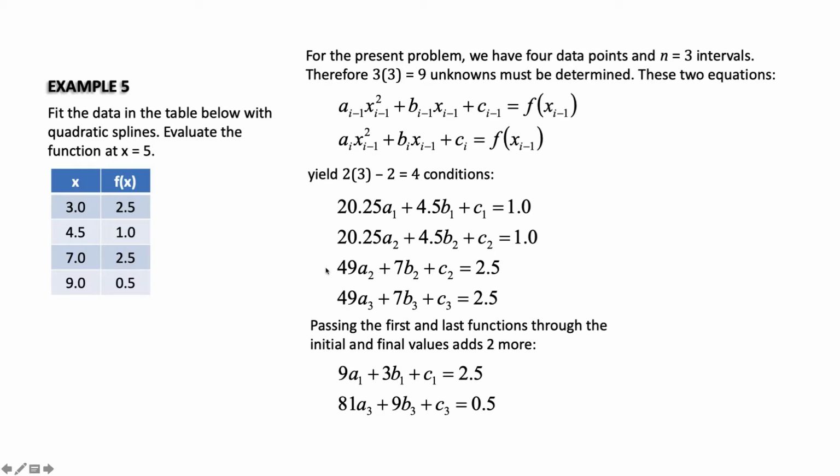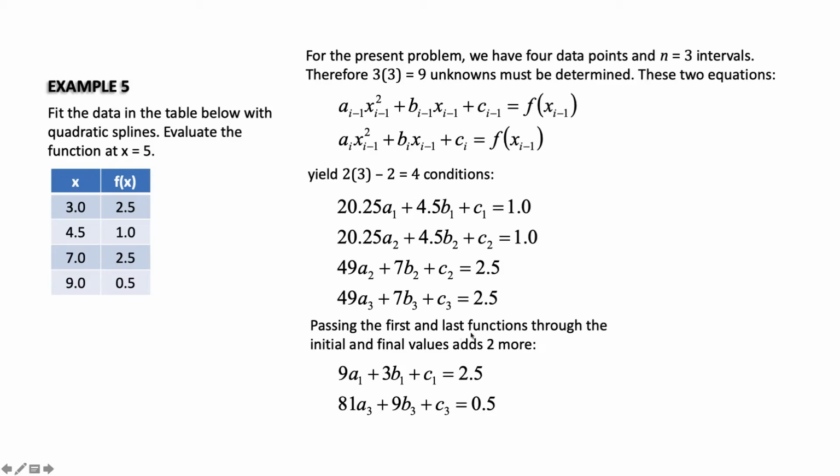The next two conditions we obtain from this second interior knot at x equals 7. So at x equals 7, this will be 49. We have 49 here and 49 here. This is 7. This is 7. So we have 7 here. And then these are 2.5. So we have 2.5 and 2.5. So now we have 4.